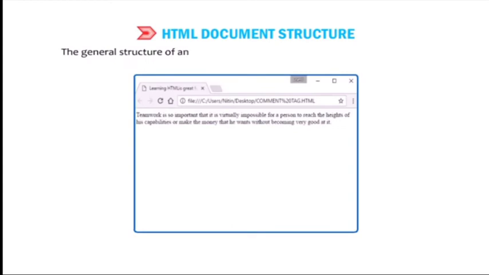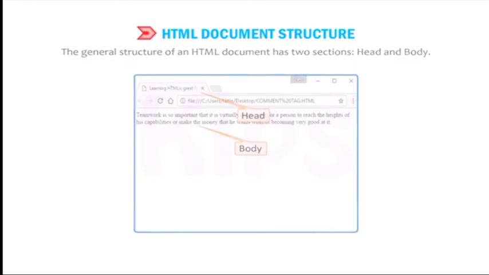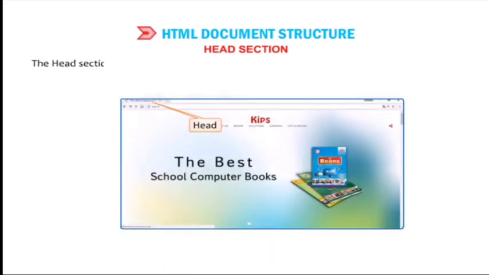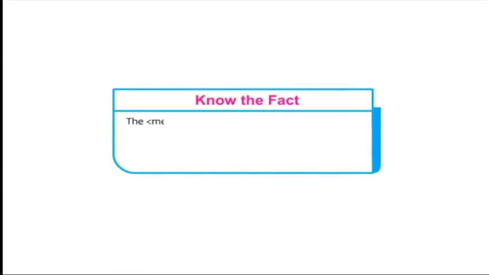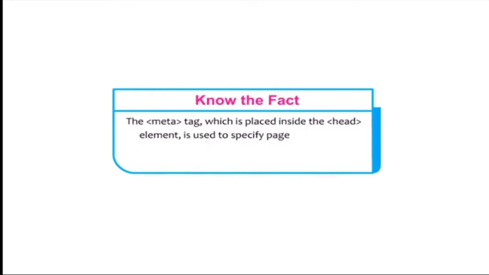Students, let us discuss HTML document structure. The general structure of an HTML document has two sections, head and body. Head section. The head section provides general information about the document. Example, the title defines a title for the page on the browser's title bar. Students, let's know the fact. The meta tag, which is placed inside the head element, is used to specify page description, keywords, and other metadata, information about data of the HTML document.